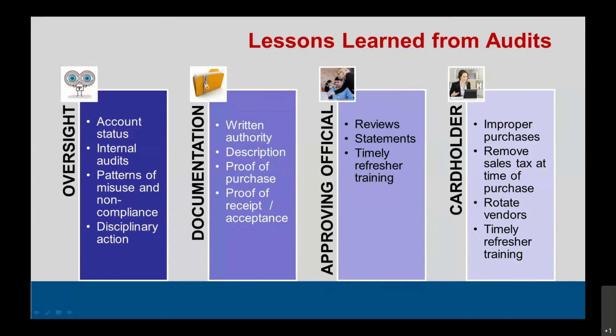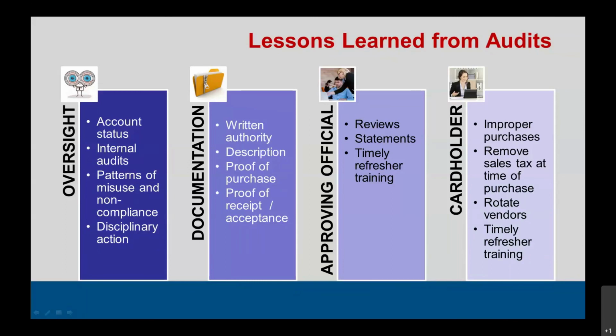You can also strengthen documentation to support purchases. That's really important. You can never seem to document enough, and if in doubt, you should throw a document into the file, whether it's proof of a purchase, like a receipt or an invoice, or proof that the supply has been received, like a third-party receipt, etc. You can also educate your approving officials on what to look for in the review of a transaction on the cardholder statement and provide regular training as a refresher. This was a recommendation that was pretty much throughout every audit report, as was educating cardholders about what constitutes an improper purchase and how sales tax should be removed at the time of purchase and to rotate vendors when they're making repetitive purchases. Those all three were the big takeaways from the audit reports on the purchase cards.